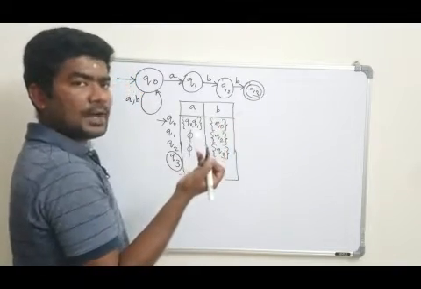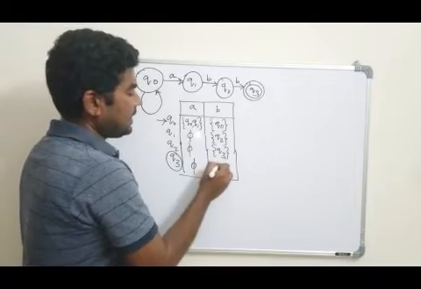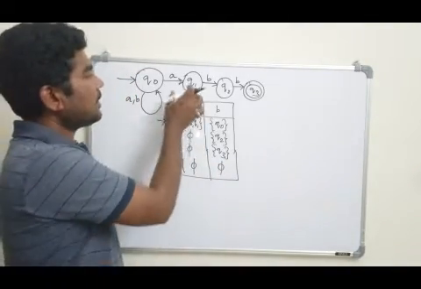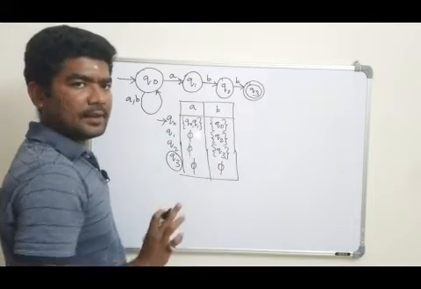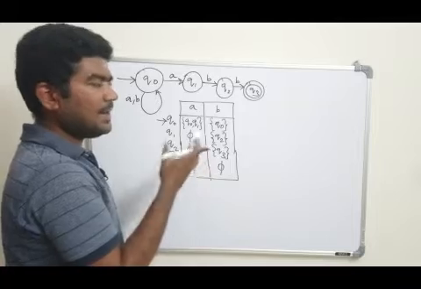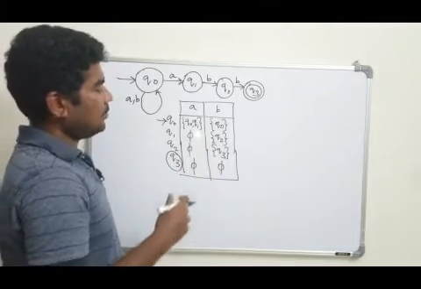Then q3 doesn't have any transition itself, so we will take phi. Okay, now this is a transition table we have drawn from this transition diagram. So with the help of this, we are going to convert this into a DFA. How are we going to convert this?